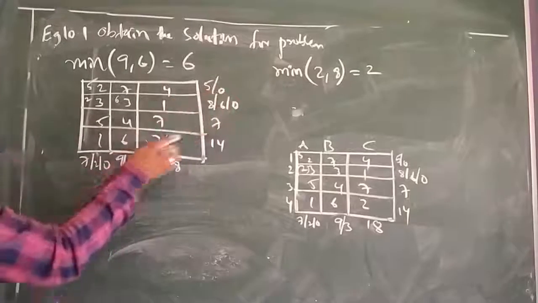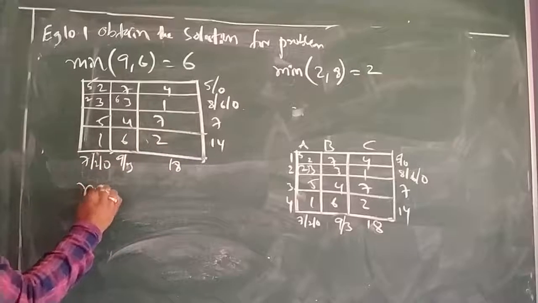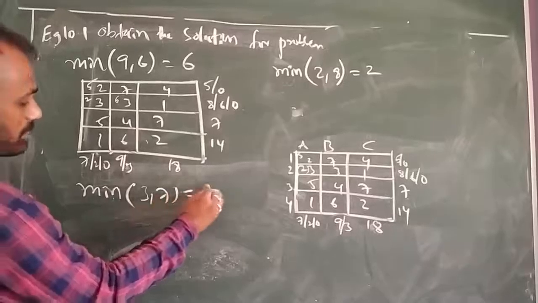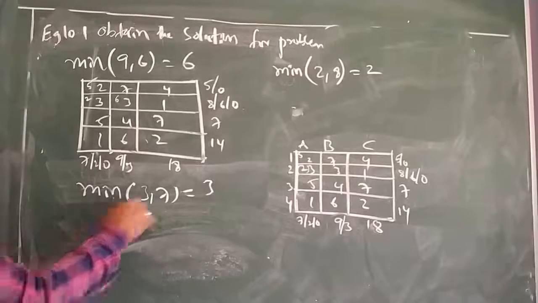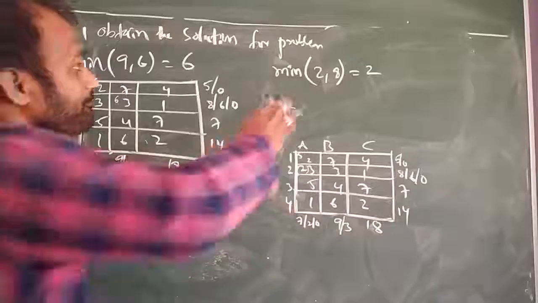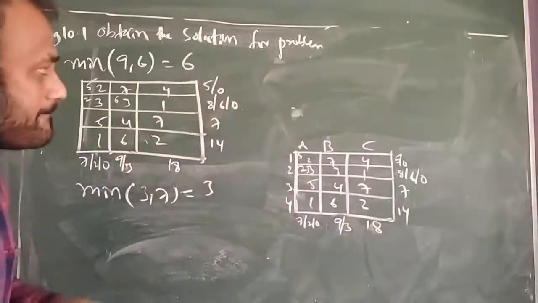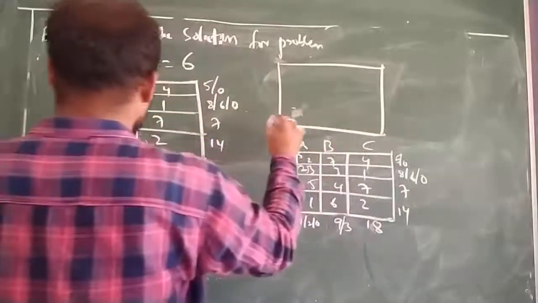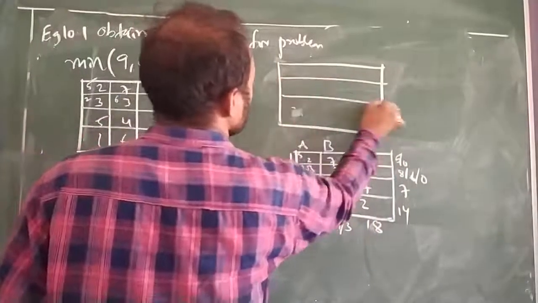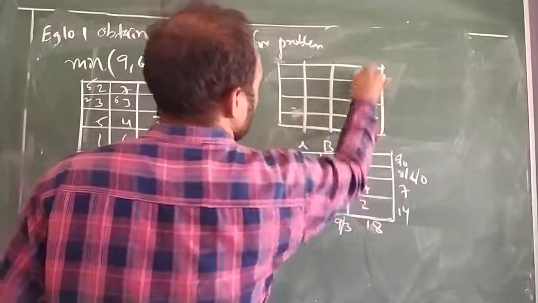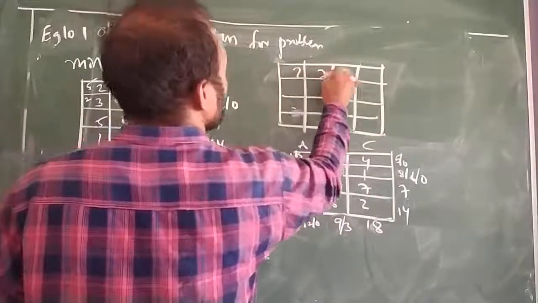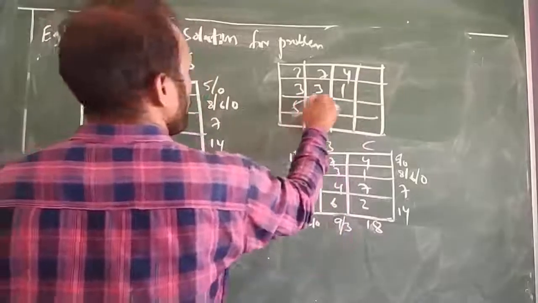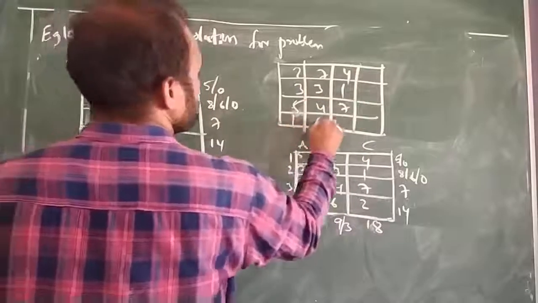Now here we got 0. Now focus only on this. So minimum of whatever values here, 3 comma 7. So what is the minimum of 3 comma 7? It will be 3. So let me draw the box here. So that is 2, 7, 4, 3, 3, 1, 5, 4, 7, 1, 6, 2.